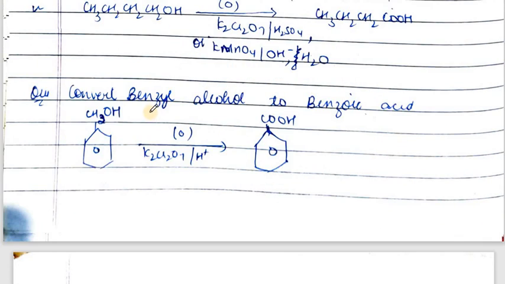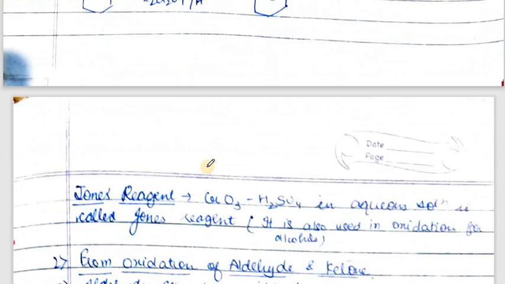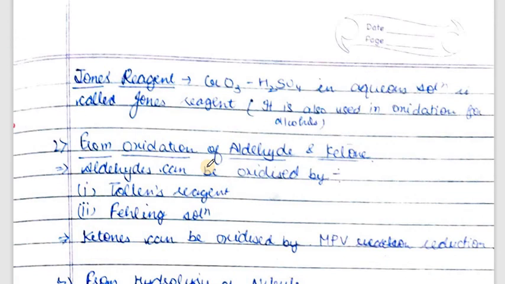Similarly, if we want to convert benzyl alcohol to benzoic acid, this is benzyl alcohol. This is again a primary alcohol. So carboxylic acid with the same number of carbon atoms. So upon oxidation with potassium dichromate in acidic medium it gives benzoic acid. We can also use Jones reagent, that is chromium oxide in sulfuric acid in aqueous solution is called Jones reagent, and it is also used in oxidation of alcohols.